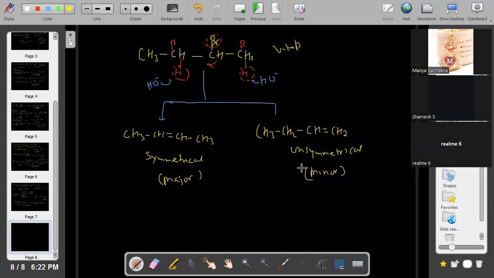Next, we will discuss one more E2 reaction, that is bimolecular. This is also a bimolecular reaction. Now, it depends upon the strong base. If a strong base will act on bimolecular reactions.